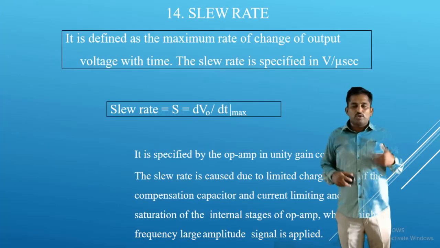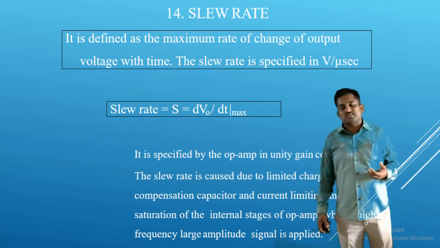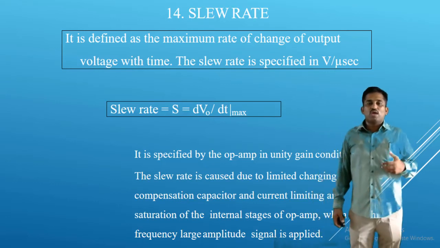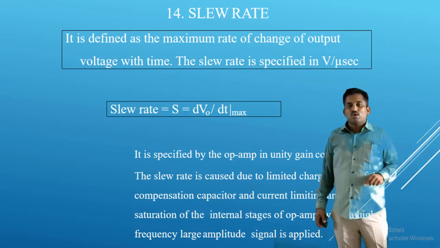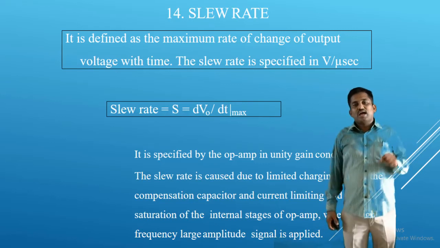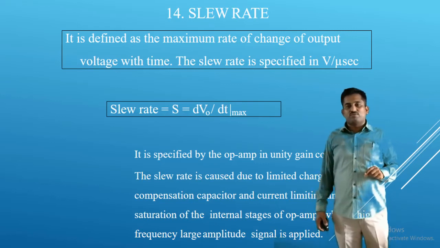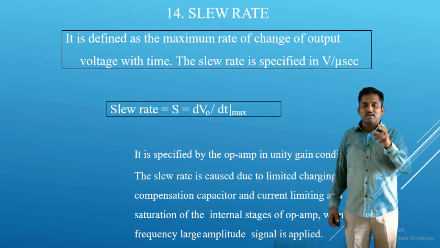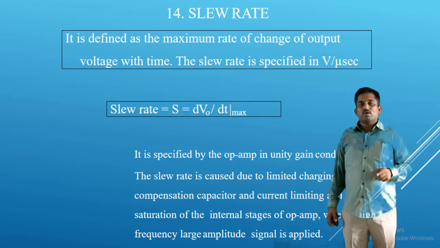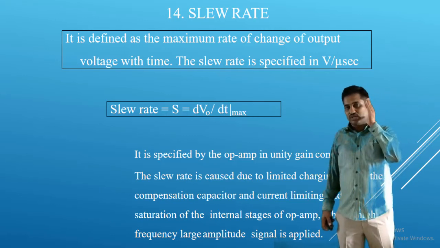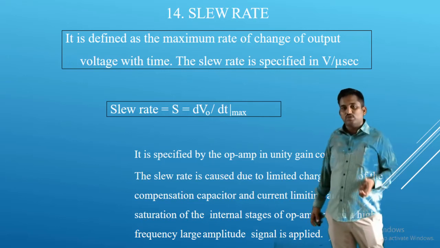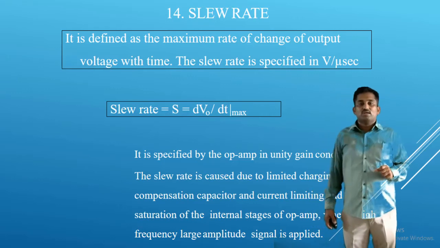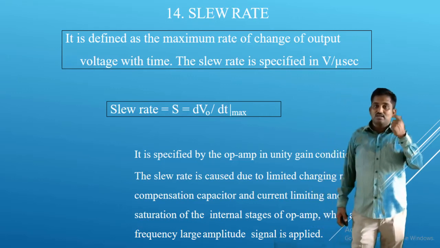Next, I am going to explain the AC characteristics of an op-amp. Coming to the AC characteristics of an op-amp, here we have to see mainly two things: one is slew rate and the other is the frequency response of an op-amp. Slew rate is nothing but the maximum rate of change of output voltage with respect to time. So dV0 by dt max is expressed as the slew rate. Generally it is expressed as S.